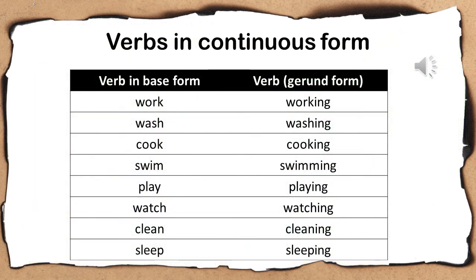Here we have some verbs in continuous or gerund form. It means with ing at the end of the verb. For example, work, working, wash, washing, cook, cooking, swim, swimming, and the other ones. Work, it means trabajar, working, trabajando. Wash, lavar, washing, lavando. Cook, cocinar, cooking, cocinando.